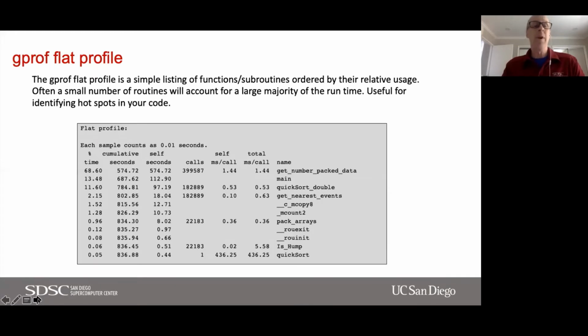Okay, so gprof is going to generate two profiles, a call tree and a flat profile. And these will all be output to a single file or to standard out. So the gprof flat profile is just a simple list of the functions and the subroutines ordered by their relative use. And in most cases, you're going to find that it's a small number of routines that account for a large majority of the runtime. So this is useful for identifying the hotspots in your code.